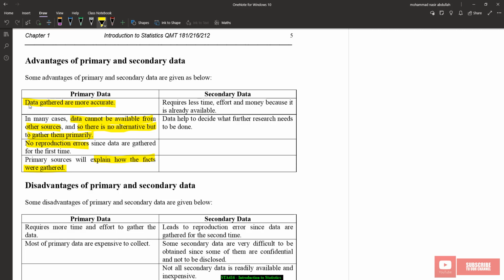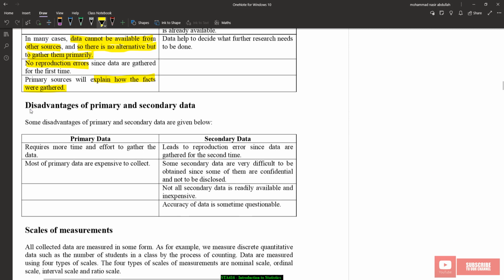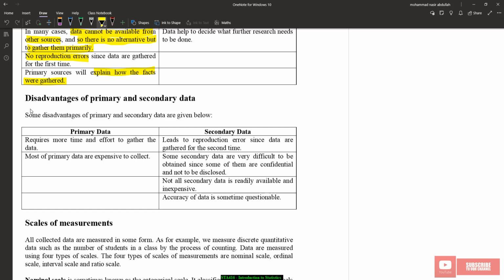It requires less time. For secondary data, senang dapat, less time, effort, money because it's already available. Right? Data help to decide for what further research need to be done. So this is the advantage lah. From secondary data, we can know what is the direction of the next step. Right? So the disadvantage of primary data, it require more time and effort to collect the data. Right? We need to spend some time, we need to invest some money to collect the data. So it is very expensive to collect lah.